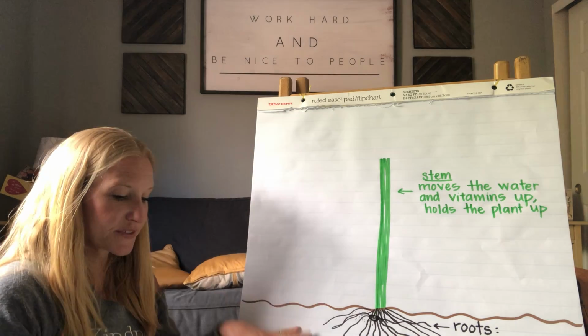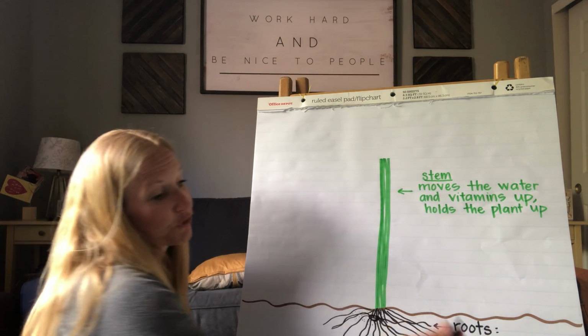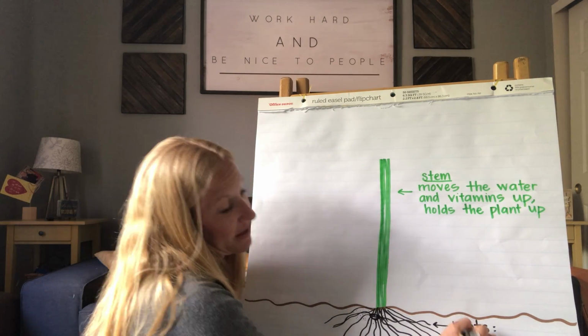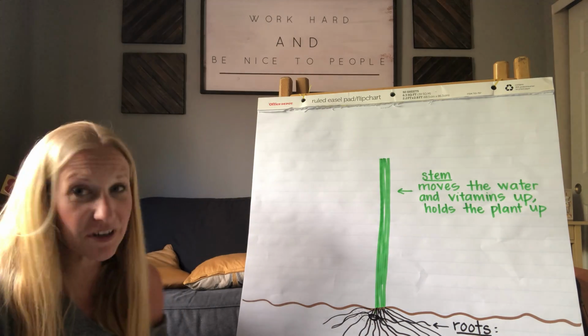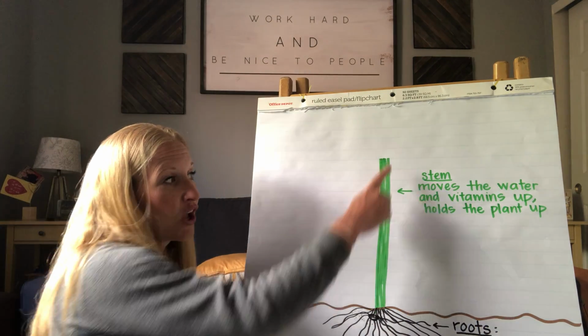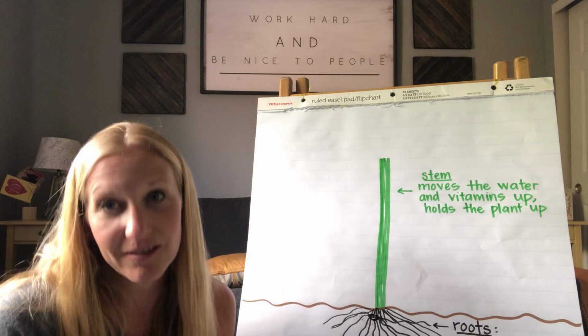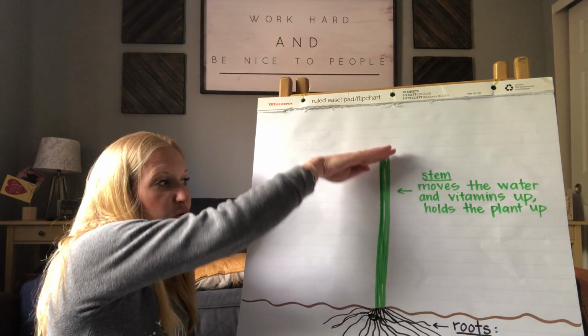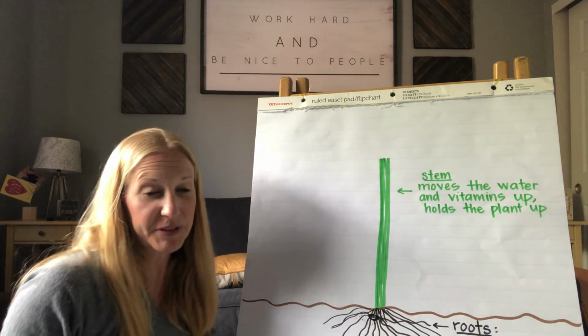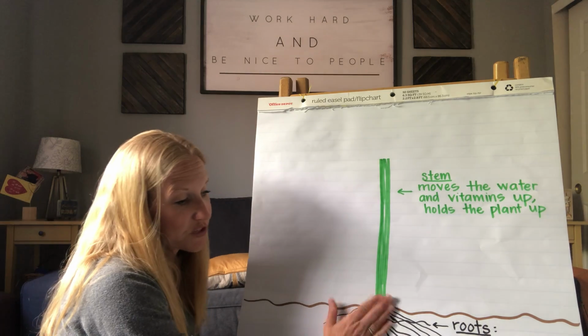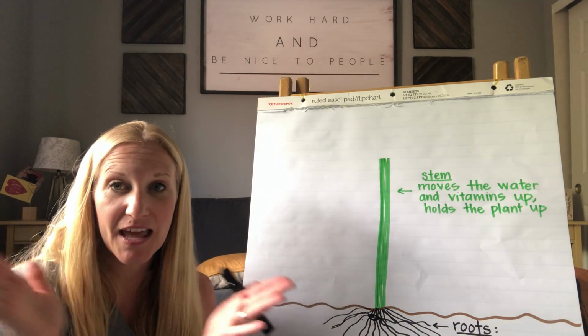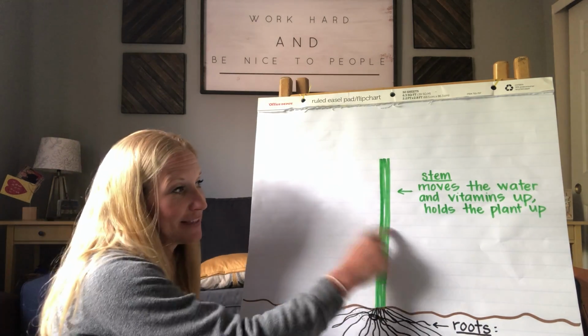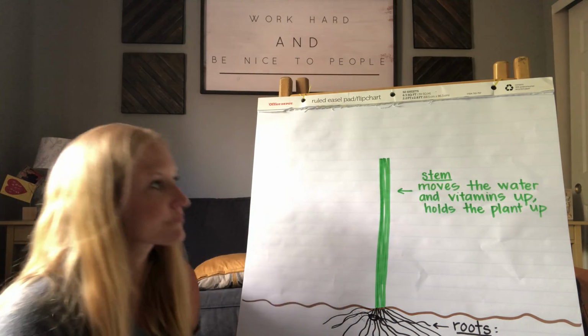So if our roots down here at the bottom are our straws, it's kind of what they are, right? In real life, we could compare them to straws. Our stem is sort of like an elevator. It's moving everything up the plant. So our roots are taking it all in, and the stem is saying, okay, thank you. I'm going to get this where it needs to go.